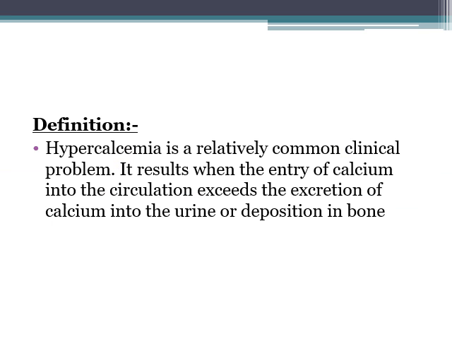The third part of our lecture is hypercalcemia. Hypercalcemia means calcium level above 10.2 mg per deciliter. Hypercalcemia usually results when the entry of calcium into circulation exceeds the excretion of calcium into the urine or deposition in bone.